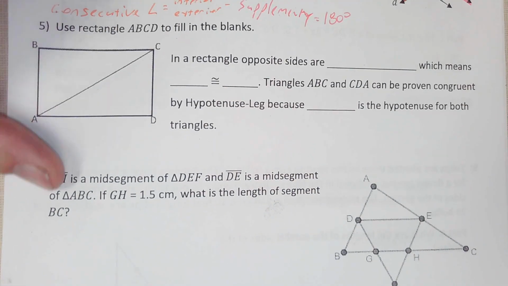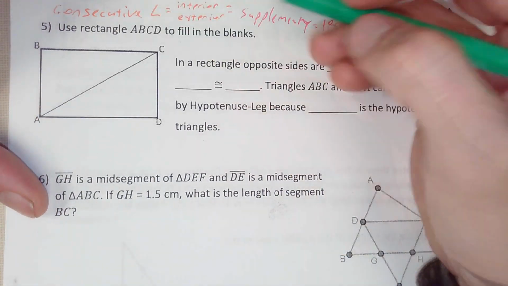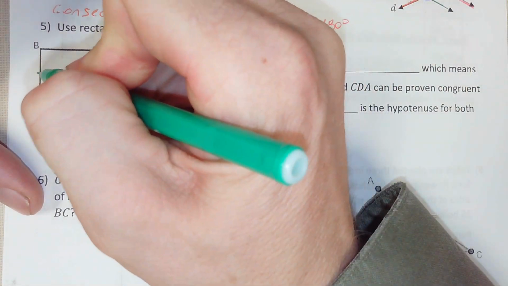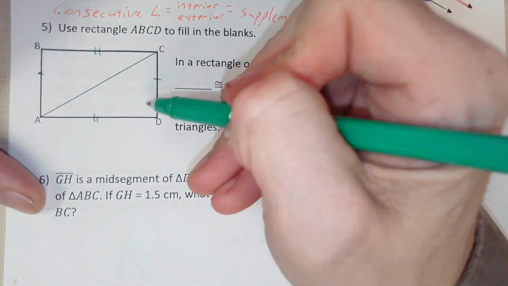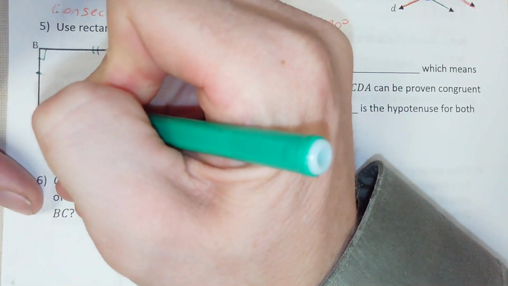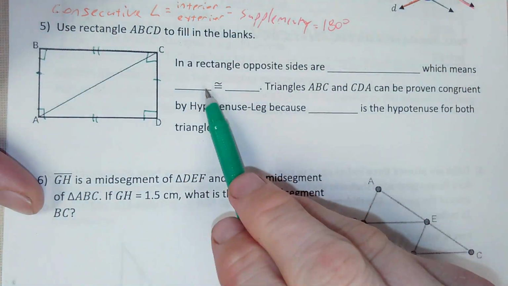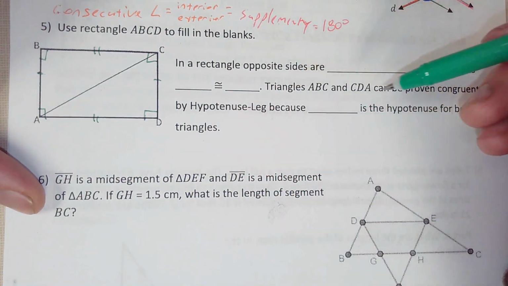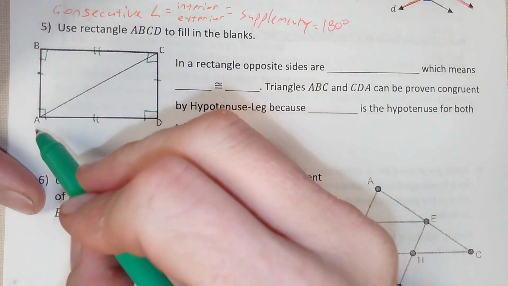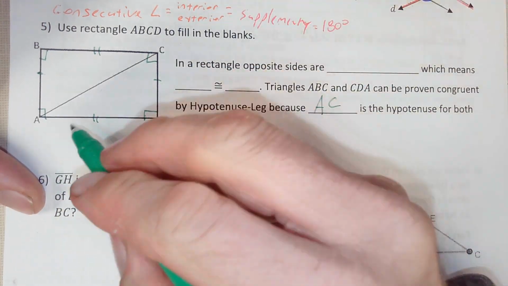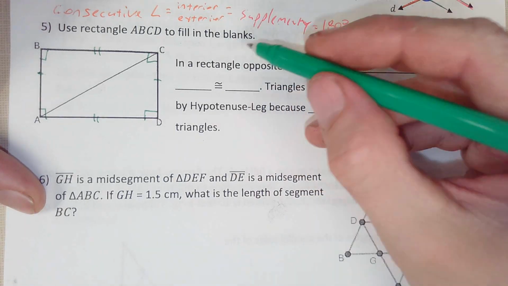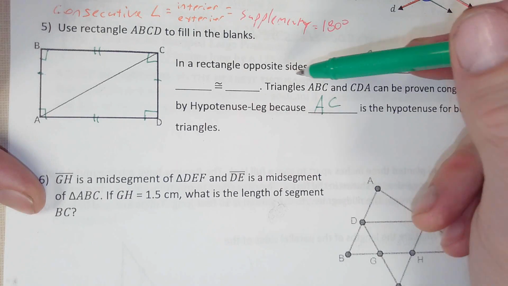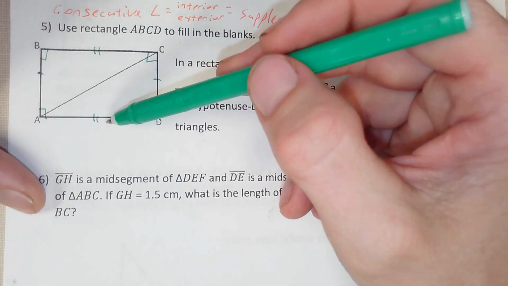Okay. Here I have a rectangle, so I know that these rectangles have equal or congruent sides, and I know that these are all 90 degrees, right? And this is saying something about some hypotenuse leg, all right? So what is the hypotenuse? So AC is the hypotenuse, okay? And rectangles are congruent, okay? Which means some line segments are congruent. So it could be either one of these.